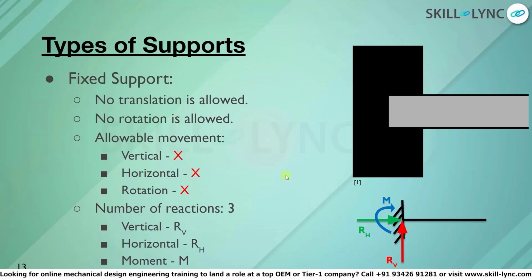Fixed supports are generally seen in column to beam connections. They are also seen in cantilever beams, where having a single support is beneficial.